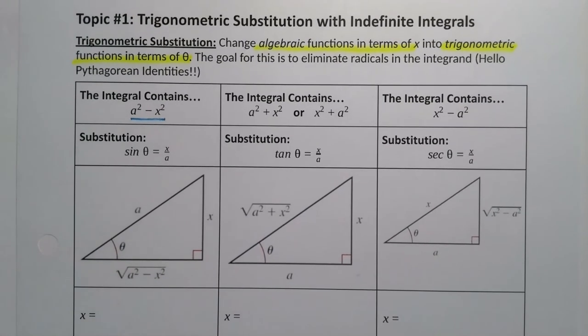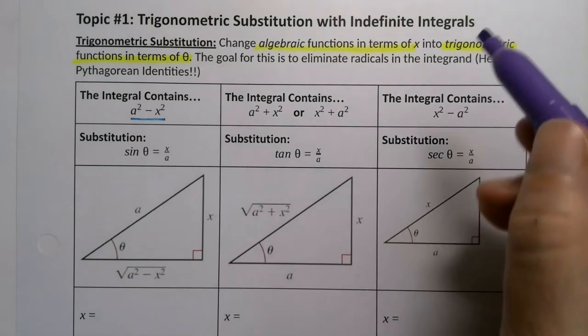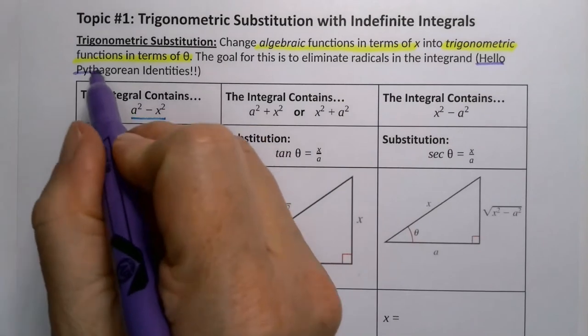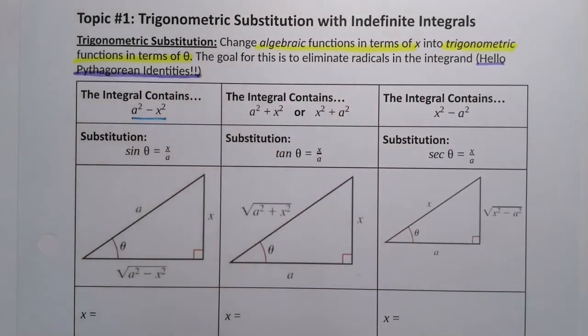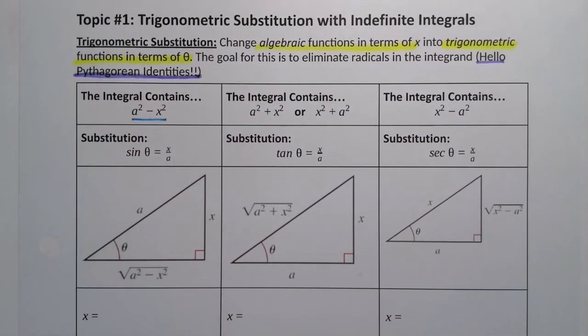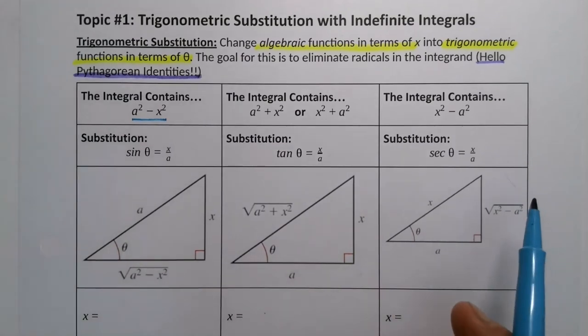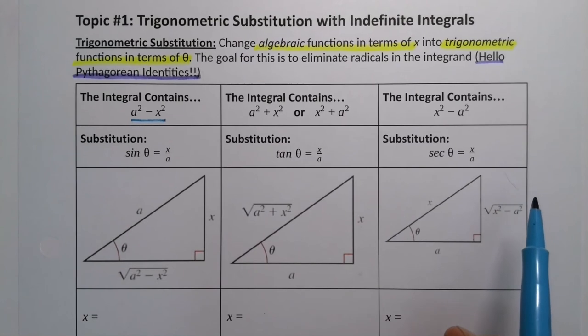And the reason it works is because of your favorite and mine, the Pythagorean identities. They're everybody's favorite. Everybody loves them. Can't get enough of them. The Pythagorean identities are the reason this is going to work. All right, so let's start. There are three main types of trigonometric substitutions that we make.